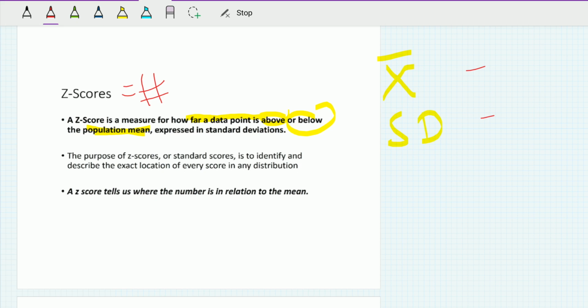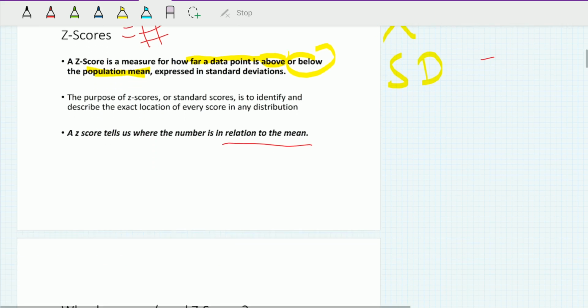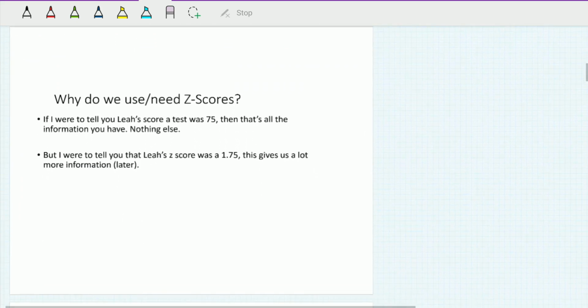And the z-score is always going to be in relation to the mean. It's always going to give you information about where the mean is, and how far away you are from the mean. So let's give you an example of why we use z-scores. Just imagine that I tell you somebody named Leah got a 75. So the score is a 75, and all I can tell you is just that. I don't tell you anything else. So then what do you know?